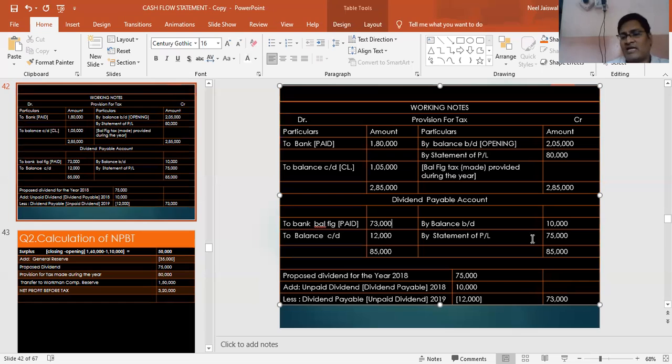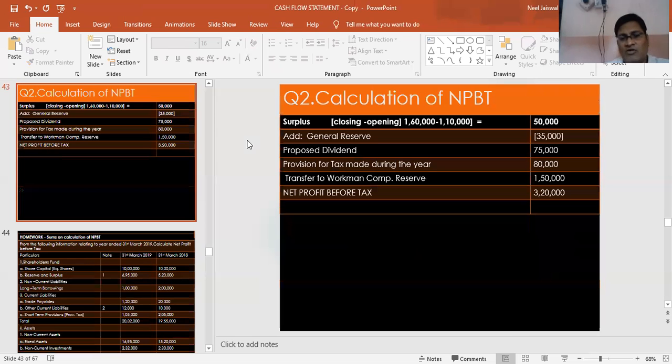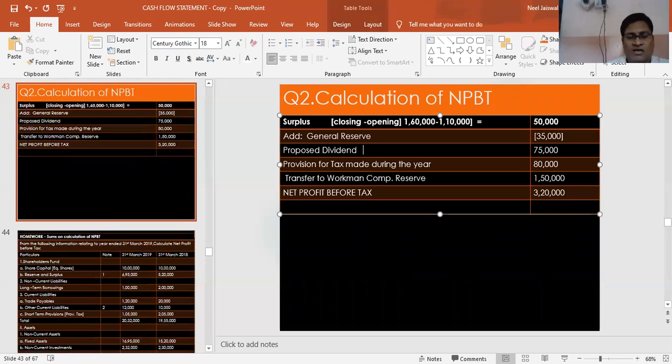But what is transferred to statement of PL will be used only to calculate the value of NPBT, net profit before tax. Let's see now the calculation of net profit before tax. See, net profit before tax, proposed dividend of 2019 only we have taken. That is this year's proposed, that is shown in the statement of PL. We have to add back this one.